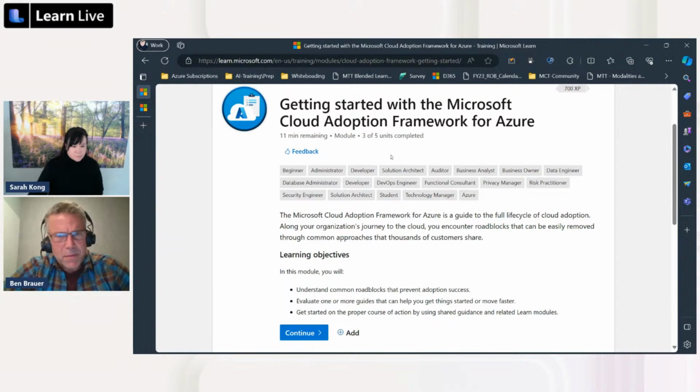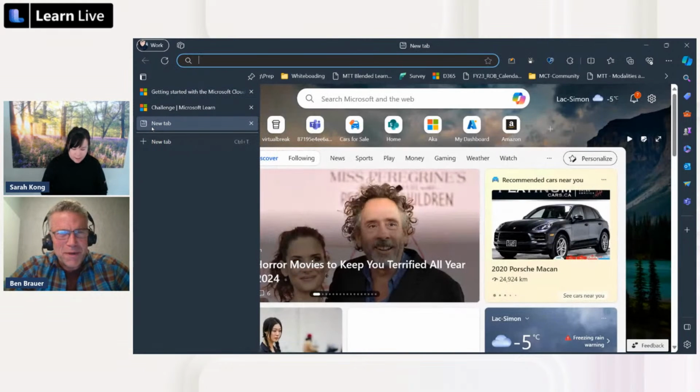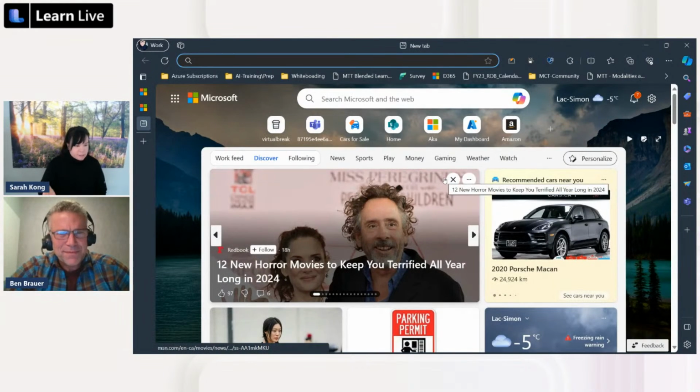So the first thing you can do, Sarah, if you want to go through that. Yeah, so if you want to learn about migration and modernization, it's so easy to find it by just popping open a browser tab. Obviously, use Edge, because what else would you use, right?